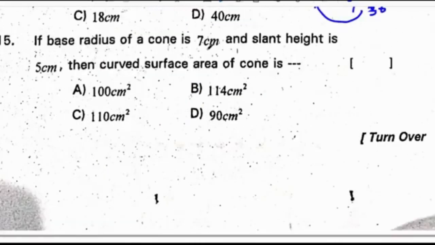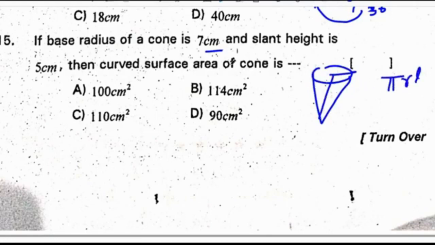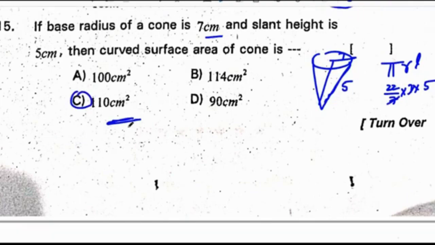If the base radius of a cone is 7 centimeters and slant height is 5, then the curved surface area of the cone. We know the curved surface area of a cone formula, which is pi r l. Slant height is given as 5, radius of the cone is given as 7, and curved surface area is pi, which is 22 by 7, radius is 7, l is 5. So 7 and 7 cancel, 22 times 5 is 110. Correct option is C.